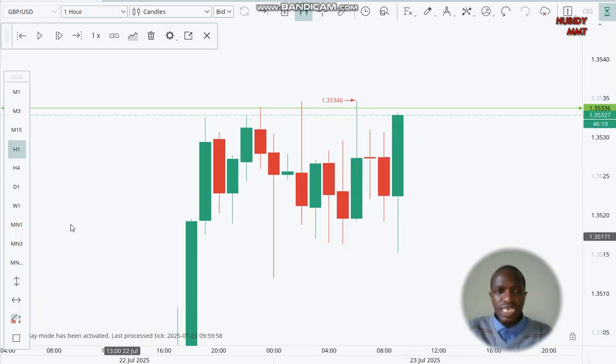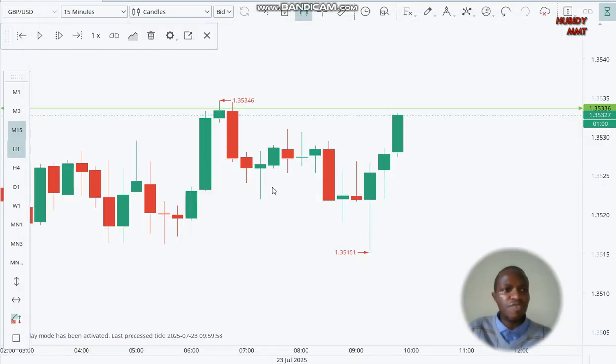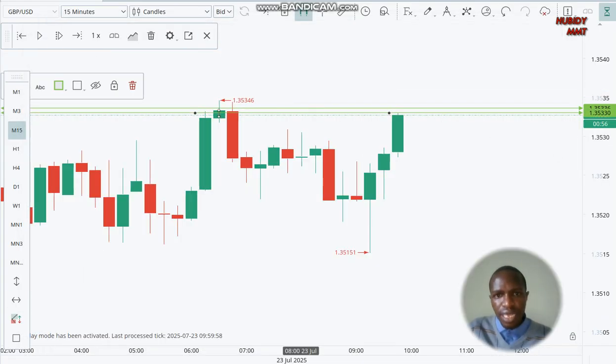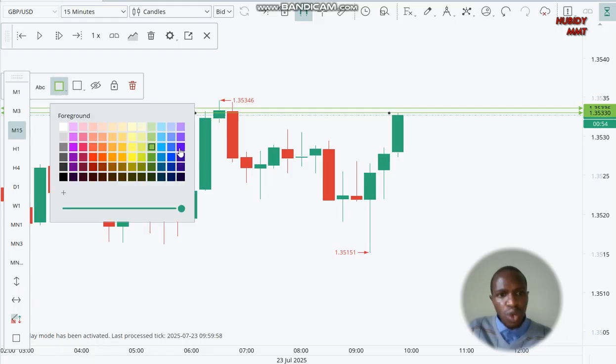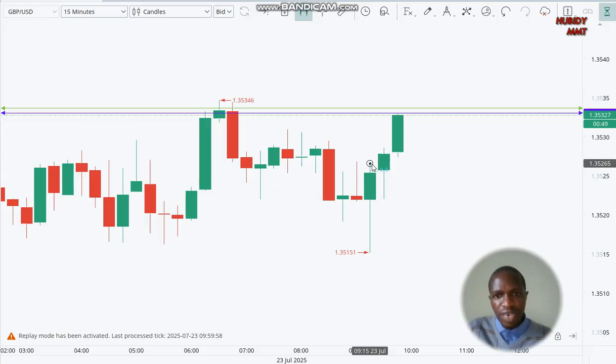So how do we trade H1 profile? So H1 profile, our narrative. So we are bullish here. Normal bias. Our narrative is M15. We mark the PDRA. So we switch quickly to M15. I mark the previous candle high. Let me use purple and the fair value gap. We have a fair value gap here.